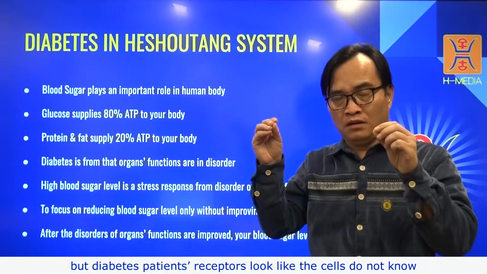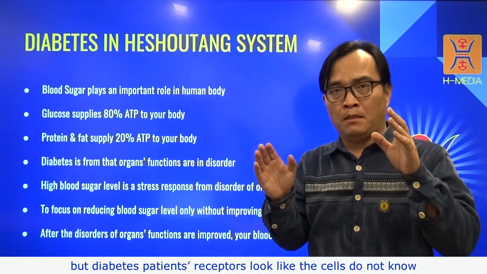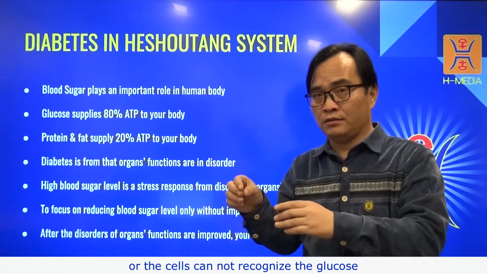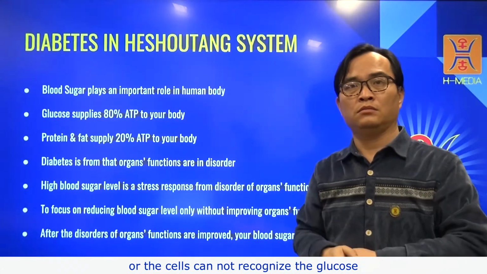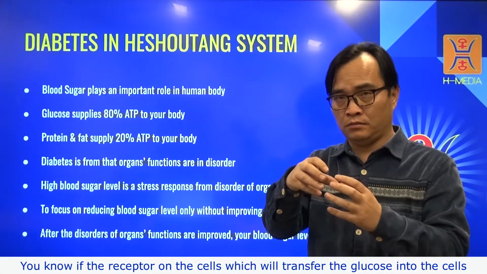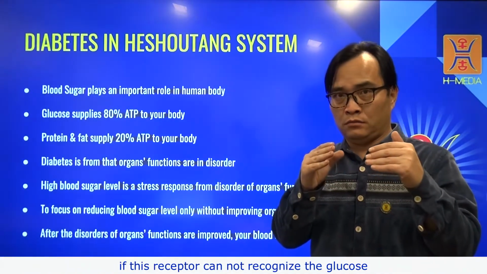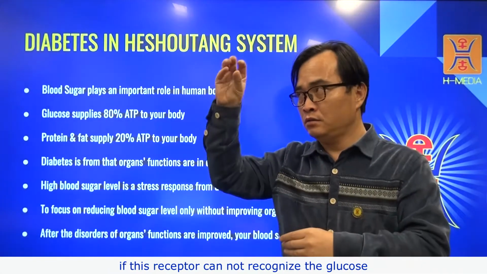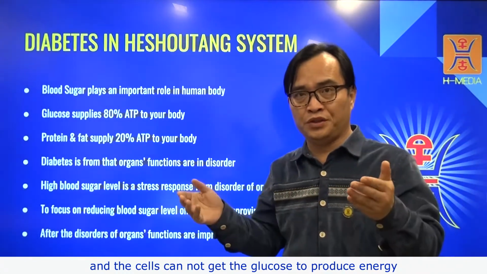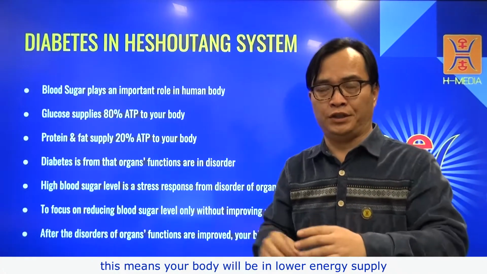But with diabetes patients, it looks like this kind of receptor on the cells doesn't know, or cannot recognize, glucose. The receptor on the cells is meant to transfer the glucose into the cells. If this receptor cannot recognize the glucose and the cells cannot get the glucose to produce energy, this means your body will be in lower energy supply.